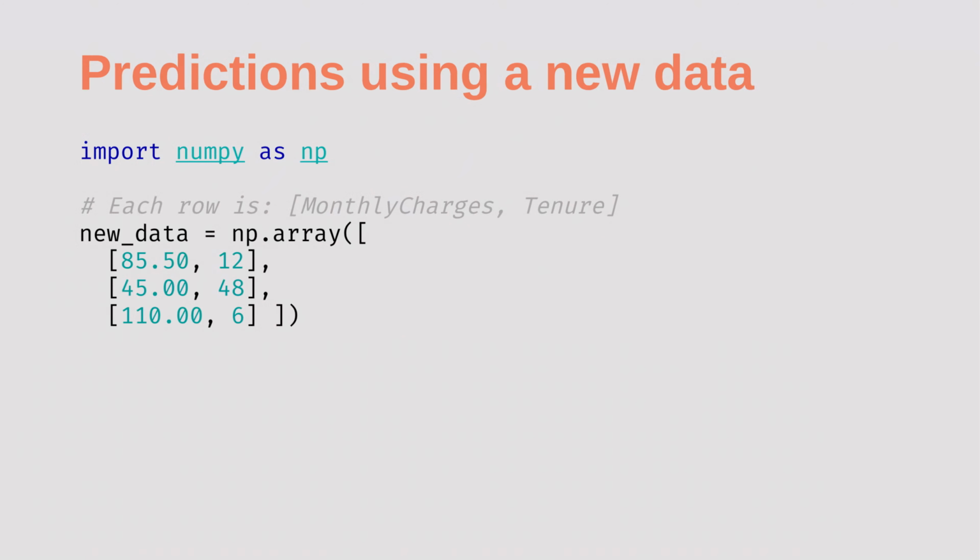Now that our model is trained, let's see it in action by making some predictions. We start by importing NumPy. Here, we have created a new NumPy array called new_data. Each row in this array represents a new customer with their monthly charges and tenure. So for example, the first customer is paying $85.50 and has been with the company for 12 months, and so on and so forth. We'll pass this data into our trained KNN model to predict whether each customer is likely to churn or stay. Let's run those predictions next.